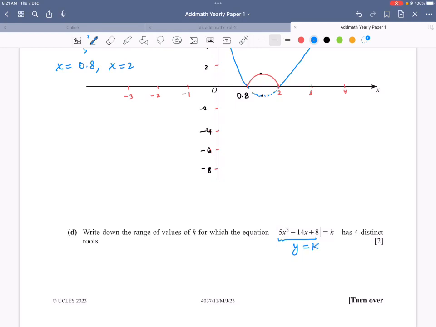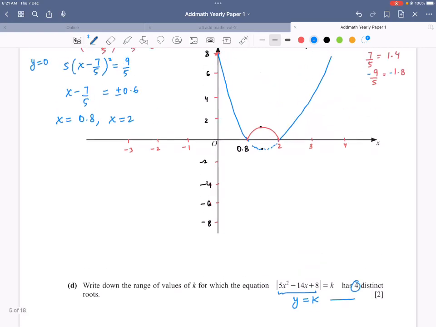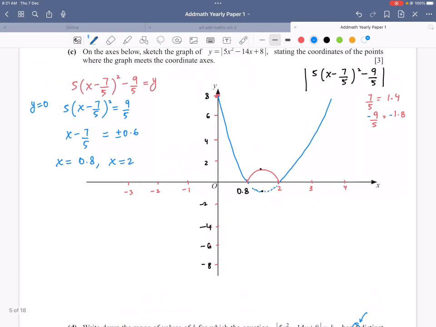y equals k is a straight line horizontally. All right. So we need to construct the line y equals k in the form, and the condition is it has 4 distinct roots. Now, in your graph, you need to construct a line at such a point that whenever it meets the curve, there must be 4 points of intersection. And how are we going to find this? It's very simple. Let's suppose you draw this line. So this line cuts the curve at 2 points, right?